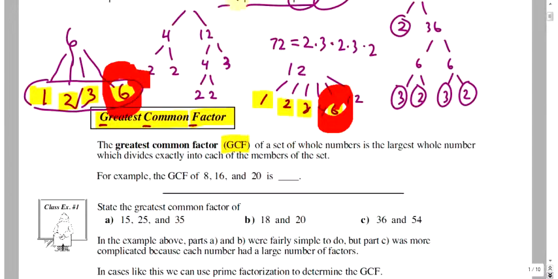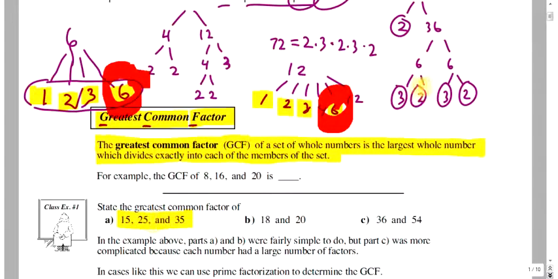Okay? Here's the definition of it. It's the largest whole number which divides exactly into each of the members of the set of whole numbers. Doesn't say pair of numbers because you're going to get 3 numbers, maybe even 4. What's the greatest common factor? And sometimes you can see it. If your numeracy is pretty good, you can just see what it is. Some of you guys probably see the answer to this already.